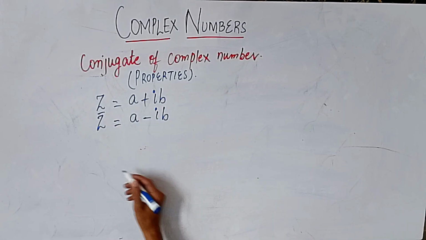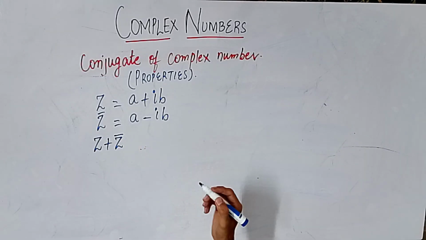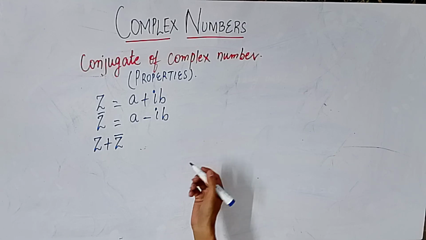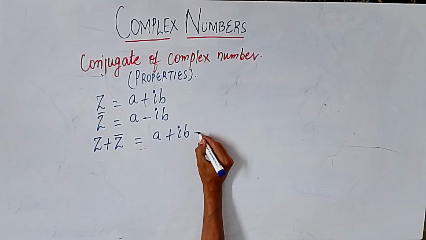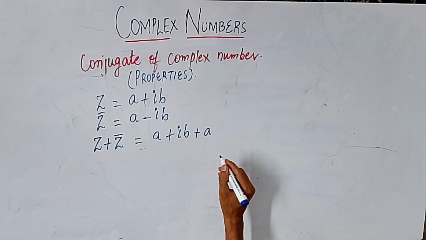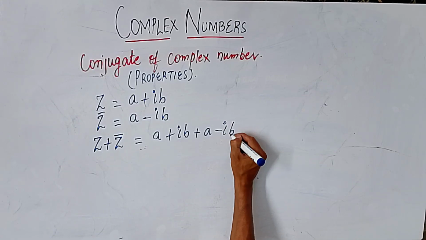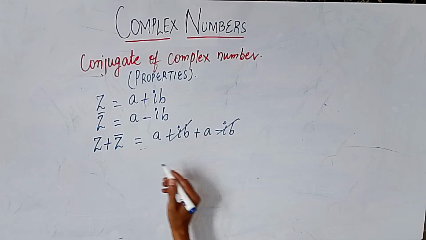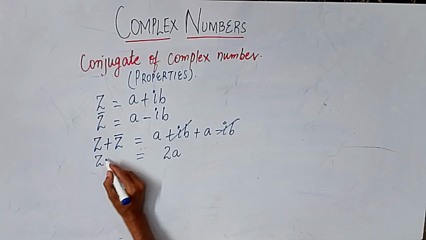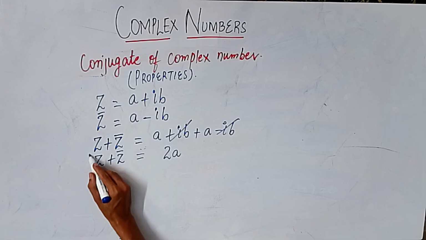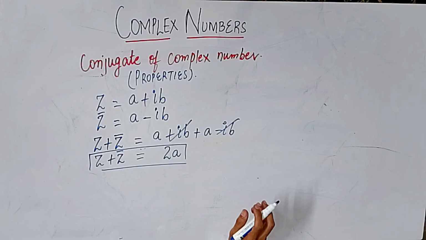So first property is related to addition of these two. If you add a complex number with its conjugate, what will you get? Let's do it over here. You can see over here it will cancel and you will get only 2a. So this is a fixed thing. Whenever you do the sum of a complex number with its conjugate, you will get this answer.